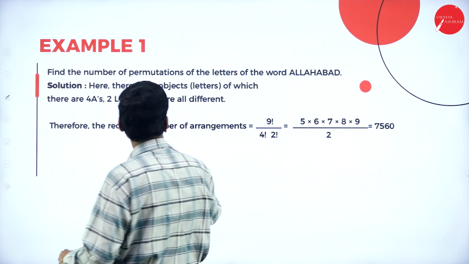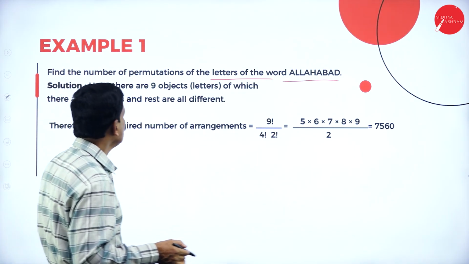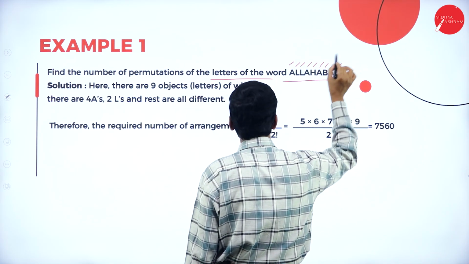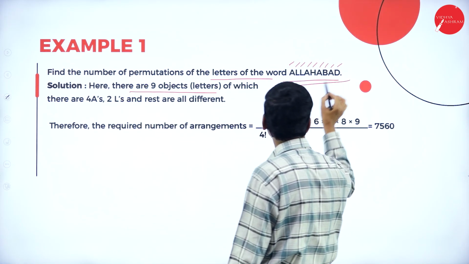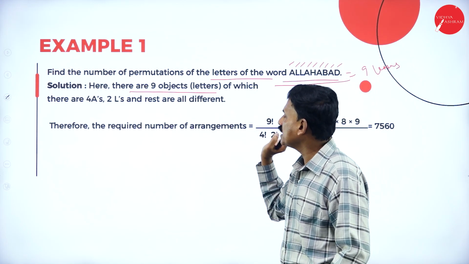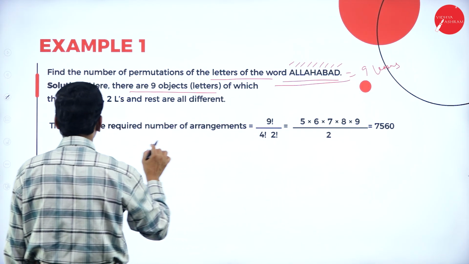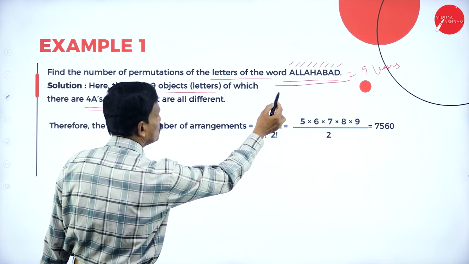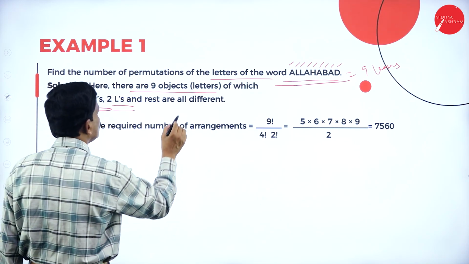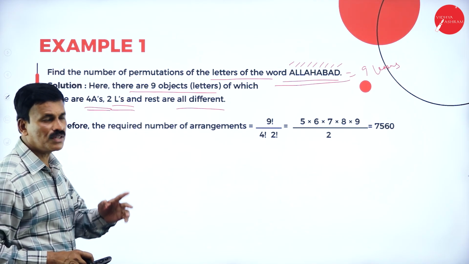Find the number of permutations of the letters of the word Allahabad. So here how many letters are there? 1, 2, 3, 4, 5, 6, 7, 8, 9. Nine letters are there in the word Allahabad. Here the objects are 9, out of which there are 4 A's, 1, 2, 3, 4 A's, and 2 L's, and the rest are all different.